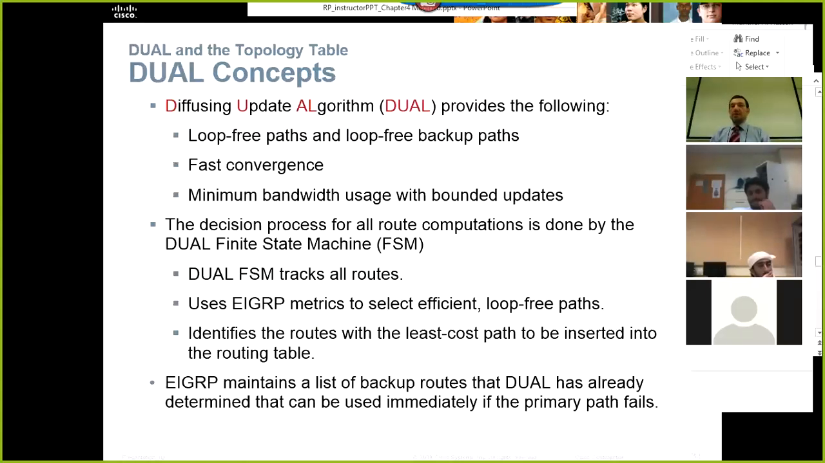Then we'll come to some concepts about DUAL, which will tell us, remember we explained earlier, we talked about EIGRP as allowing us load balancing. And we said EIGRP is the only protocol that allows not only equal cost load balancing, but it also allows unequal cost. Now, very quickly, can anybody just remind us what is equal cost? What does equal cost mean?